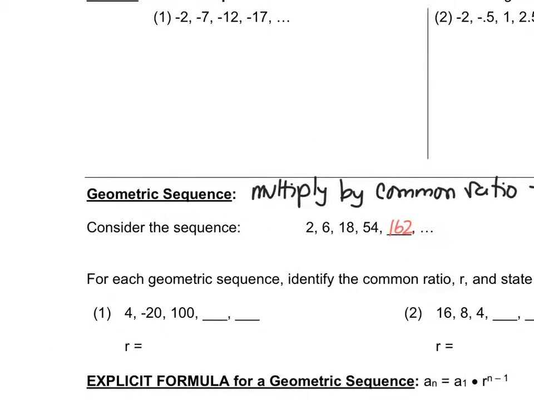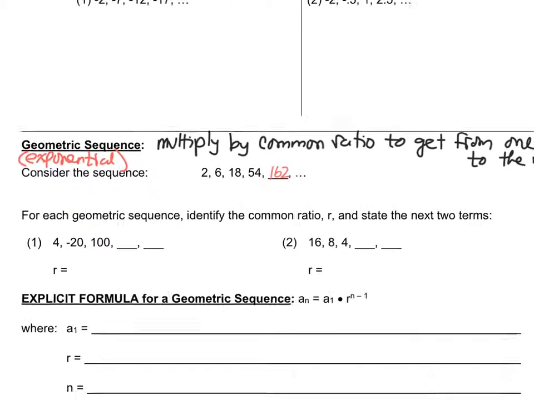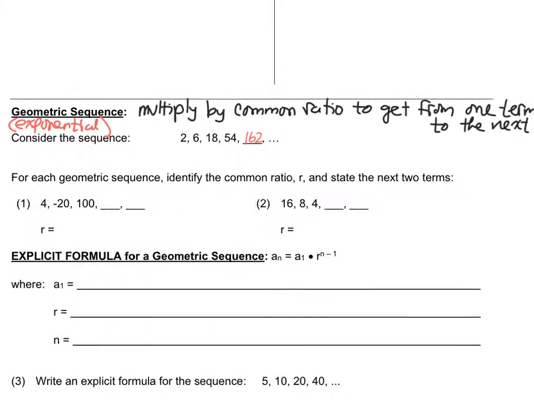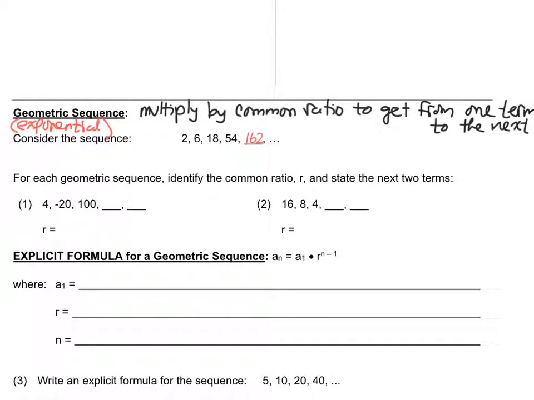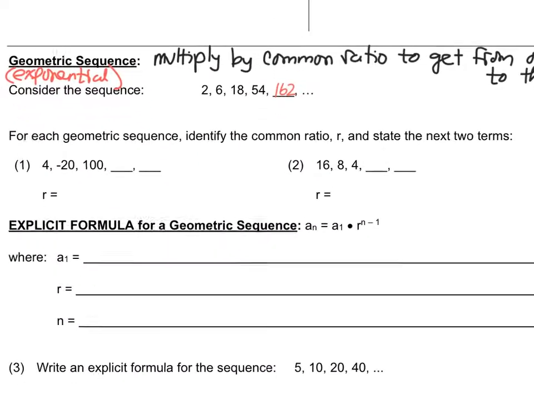All right, so a geometric sequence is most closely aligned with an exponential function. Because if you know the start value and the common ratio, then you have pretty much what you need in order to define your function.